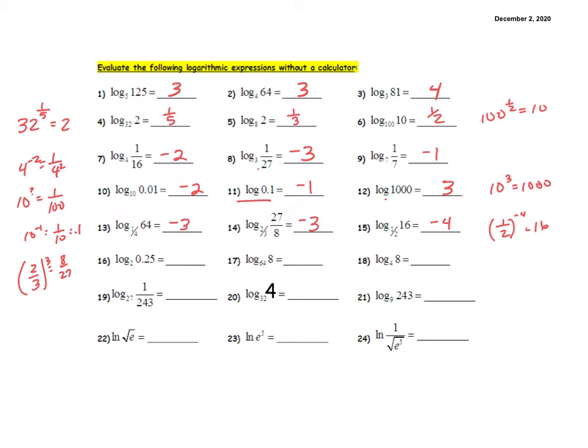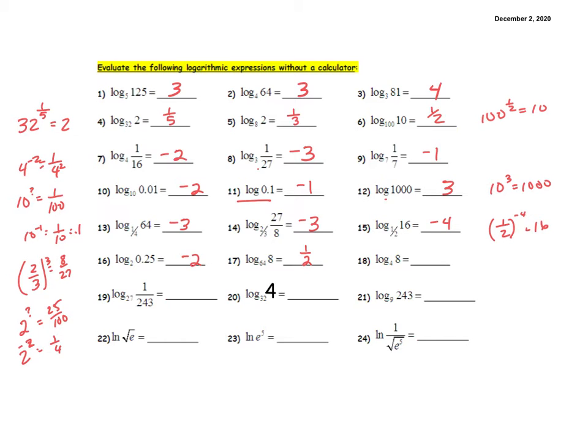Number 16 is 2 to what power is 25/100. Now that's a little tough. 2 to what power is 25/100? Well, 25/100 reduces to what? That reduces to 1/4. And of course, now 2 squared is 4. So it'll be 2 to the -2. Log base 64 is 8. The square root of 64 is 8. So it'll be to the 1/2 power.